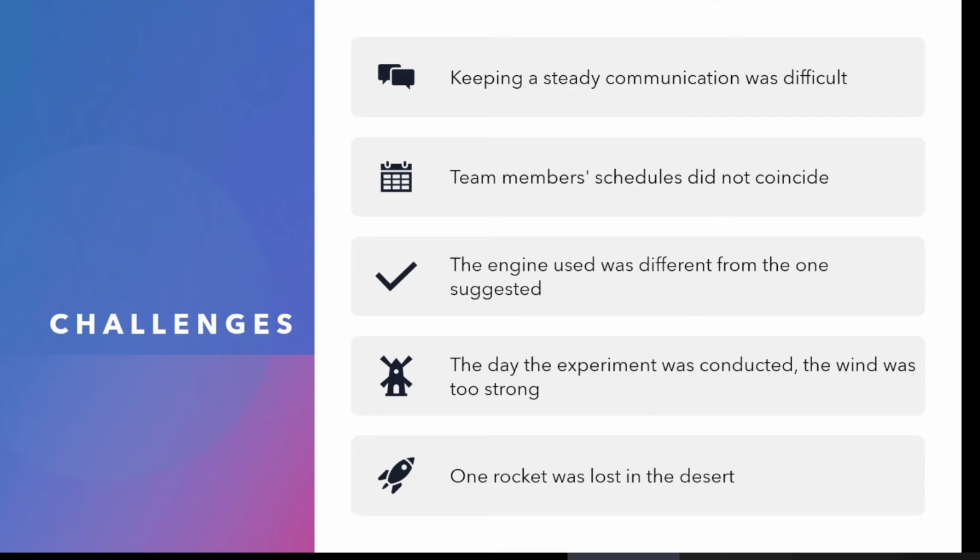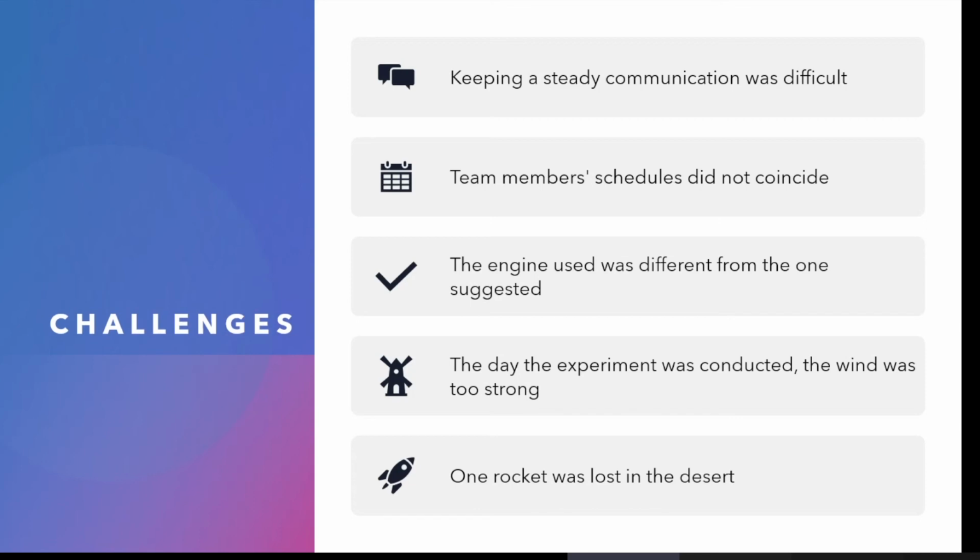And then the engine that we used was different from the one suggested. The one suggested was one from Amazon that was $15, but it was out of stock, so we had to buy another one, and we had to work with the one that we had.